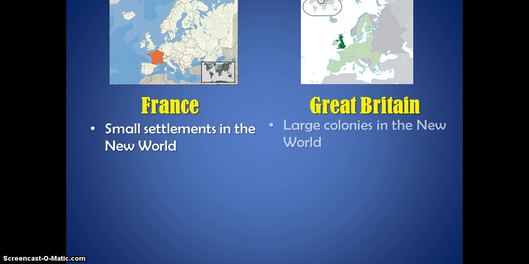On the other hand, Great Britain established large colonies in the New World. And we know that there were 13 large colonies on the Atlantic coast. We've taken a look at the size of some of these colonies. We know Virginia, Pennsylvania, New York, the Carolinas. These are giant areas of land. And the Indians were already there, and they weren't too happy about the British taking over their land.